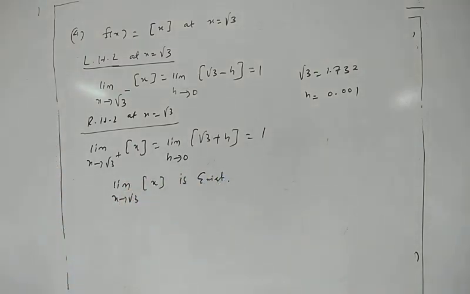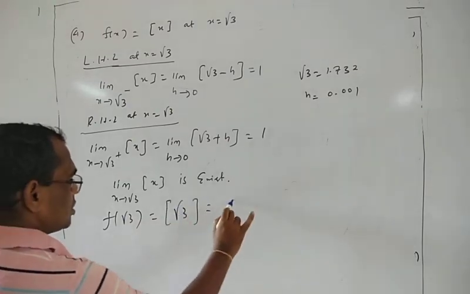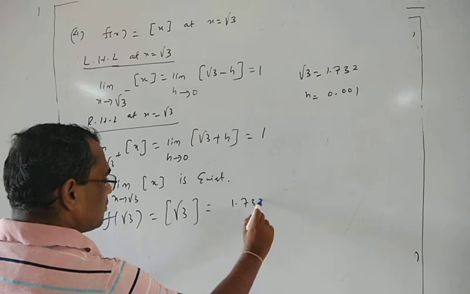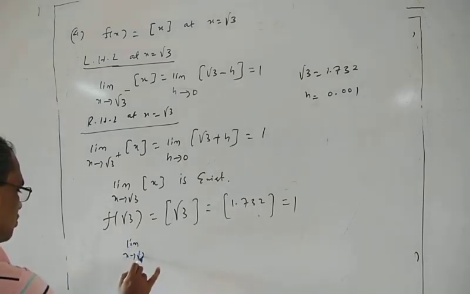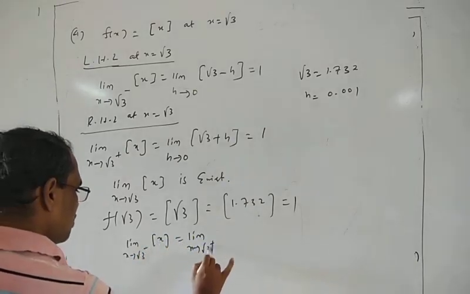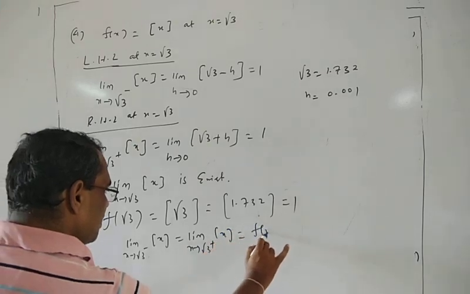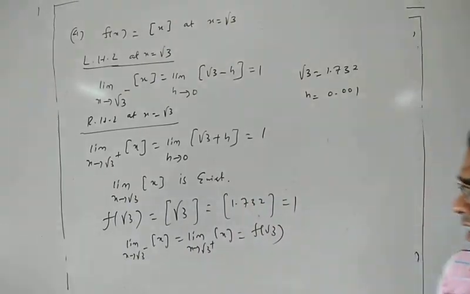Since the limiting value exists, next we have to find the value of the function. So what is the value of the function f of √3? That is the greatest integer function of √3, which is 1.732, and the bracket function is equal to 1. So clearly left hand limit is equal to right hand limit is equal to the value of the function. Limit x tends to √3 minus of bracket x is equal to limit x tends to √3 plus of bracket x is equal to f of √3. So f(x) is continuous at x is equal to √3.